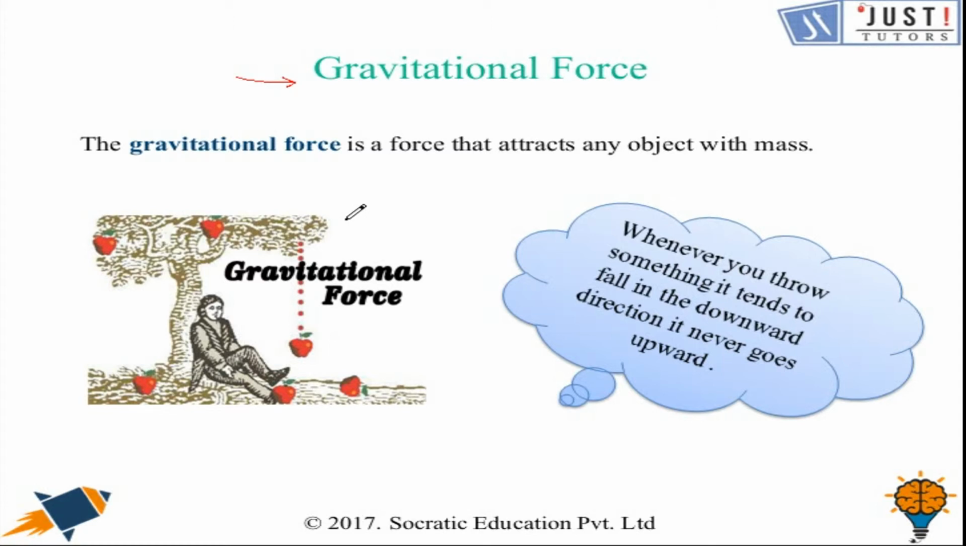Examples for this force could be the force that causes a glass you drop to fall to the floor. When we throw a ball in the air, it returns to the ground. When we shoot a ball in the net, it falls down. You can see here in this picture, an apple is falling down from the tree. So whenever we throw anything to a height, it always comes down because of gravitational force.